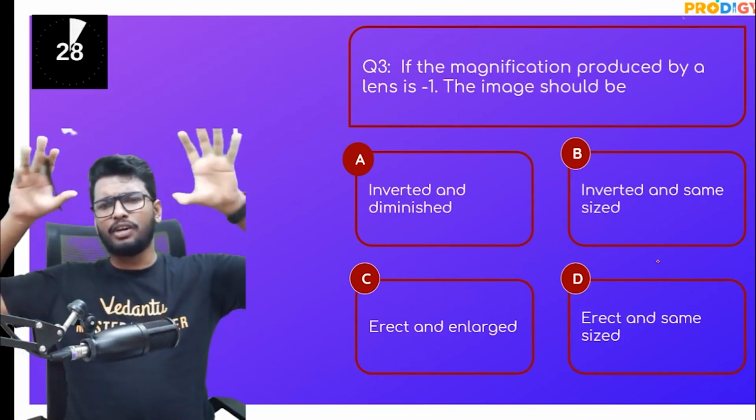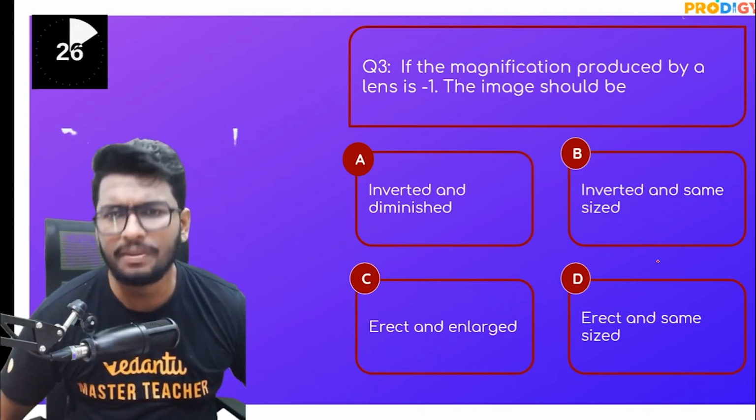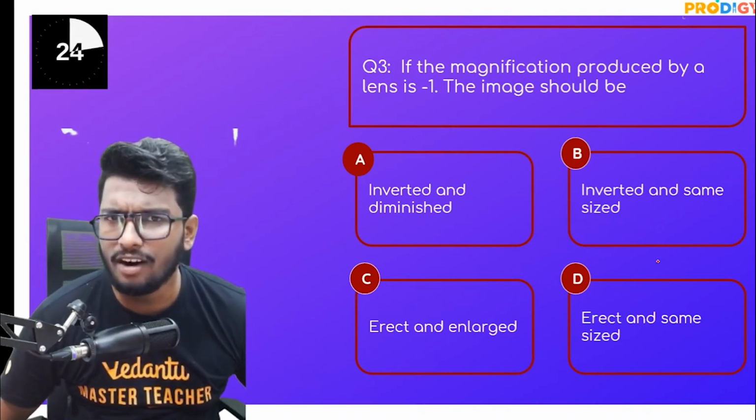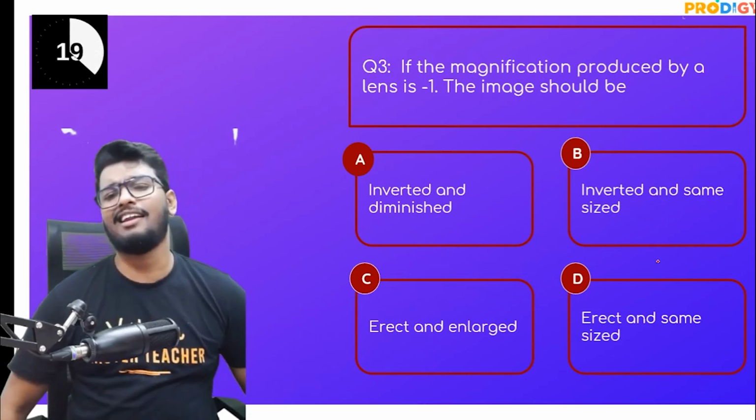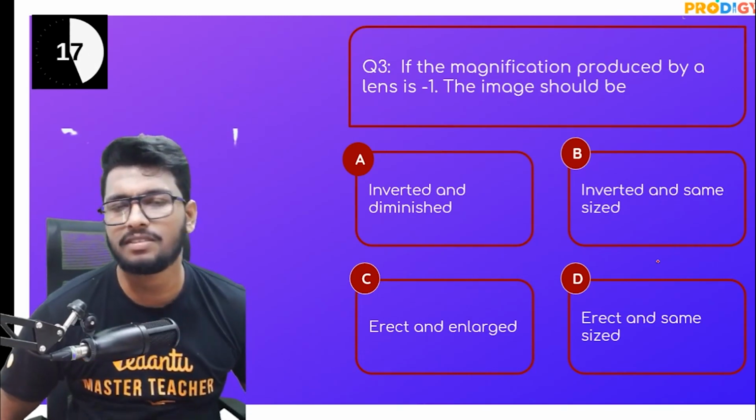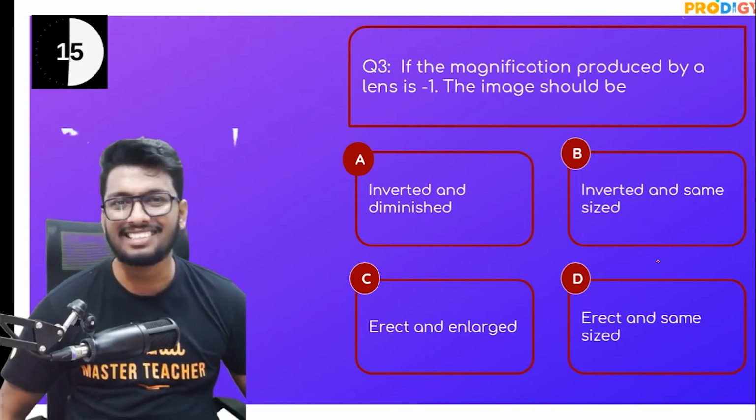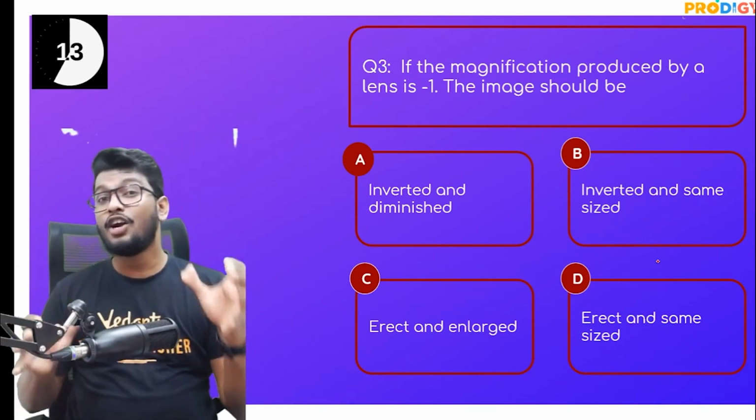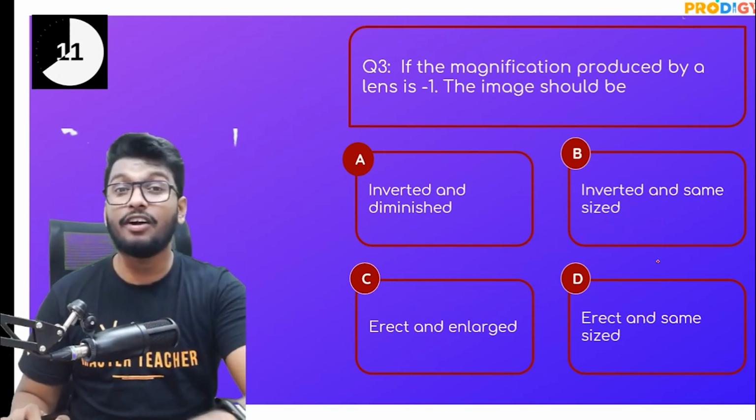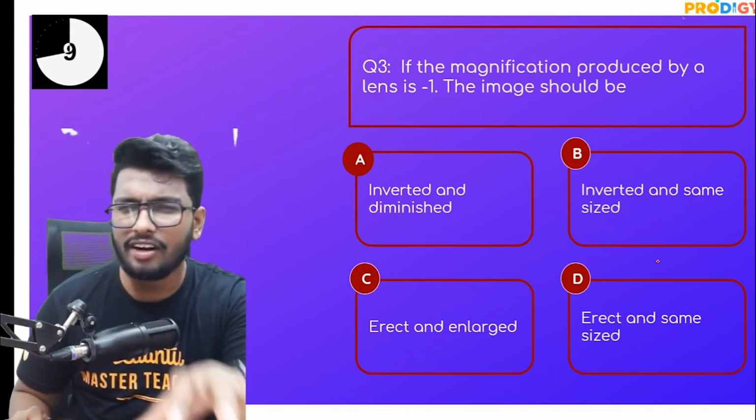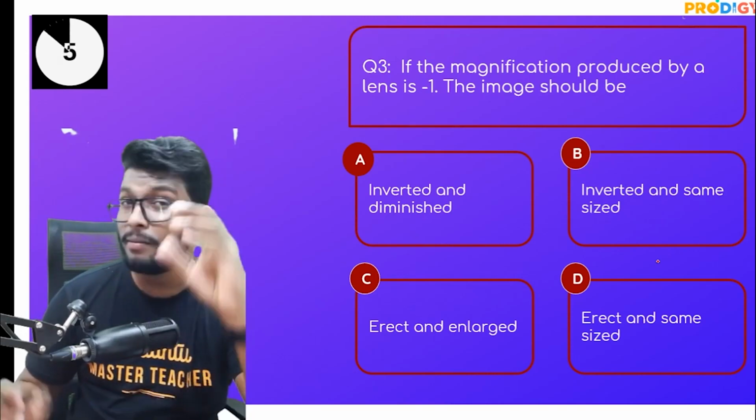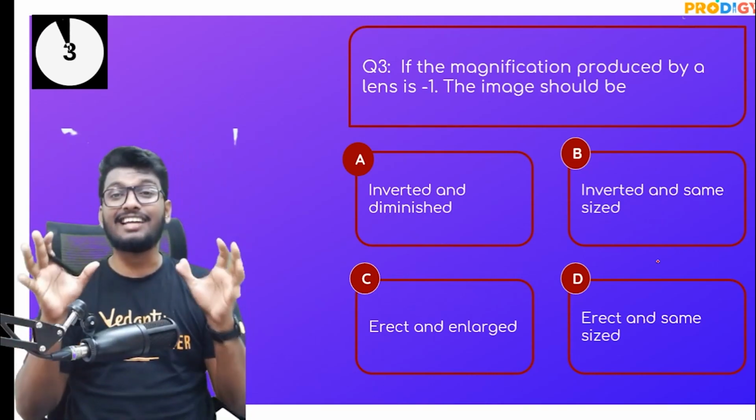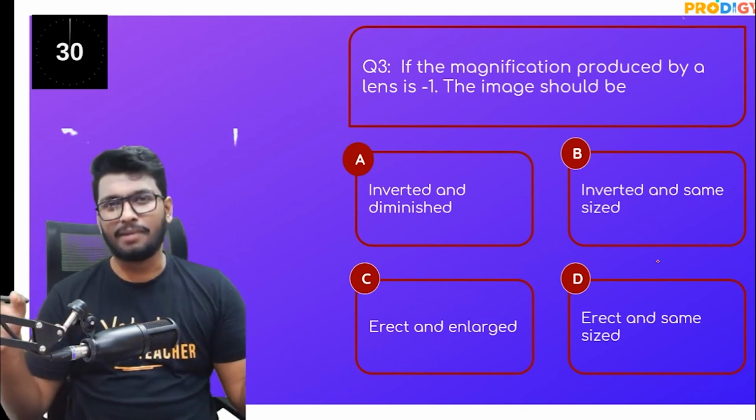If the magnification produced by a lens is -1, the image should be inverted and diminished, inverted and of the same size, erect and enlarged, or erect and same sized. Come on, guys. I want everyone to give a very good effort for this question. Put in your 100% for this one. Super important. If you're able to answer this, you'll be able to answer any type of questions related to this. But yeah, you have to practice a lot more though.